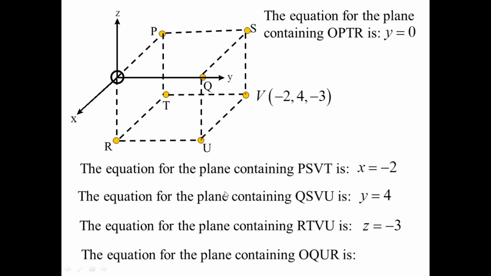The equation of the plane that contains OQUR. OQUR. Well, that would be that plane. And we can see that that's just the front wall of the room. So in other words, x must equal 0 on this entire plane, which extends up, out, to the left, to the right, downwards, in all directions. As long as x equals 0, we're on that plane.